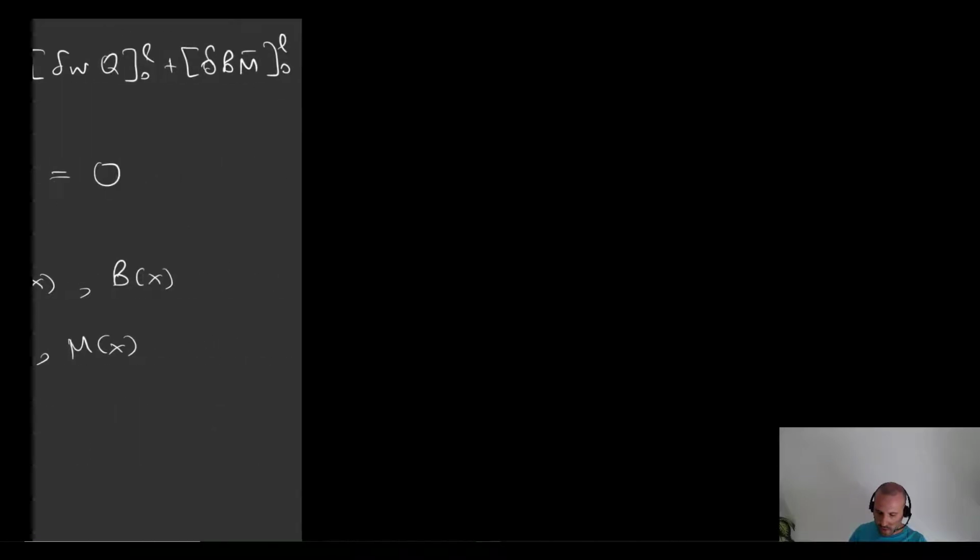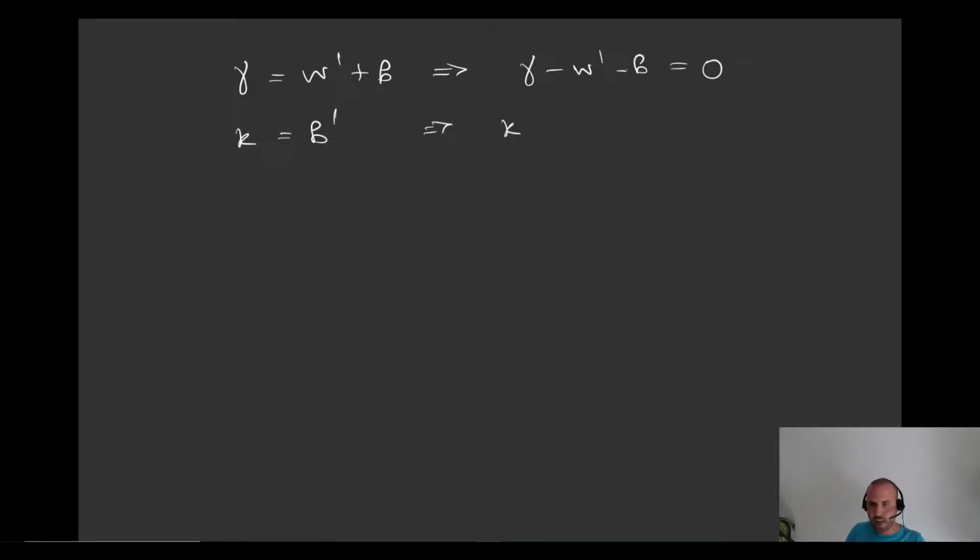So we just have to recall now the kinematics equations, and we have that the shear deformation gamma is equal to the derivative of W plus beta. And this we can write in a residual form now. So this is going to be gamma minus W prime minus beta, and it should be equal to 0. And the same holds for the second kinematics equation, which has to do with the change in the curvature, which is equal to beta prime. For this, we know that if we bring everything to the left side, we obtain the residual form of this equation as well. Okay, so we have these 2 residual equations.